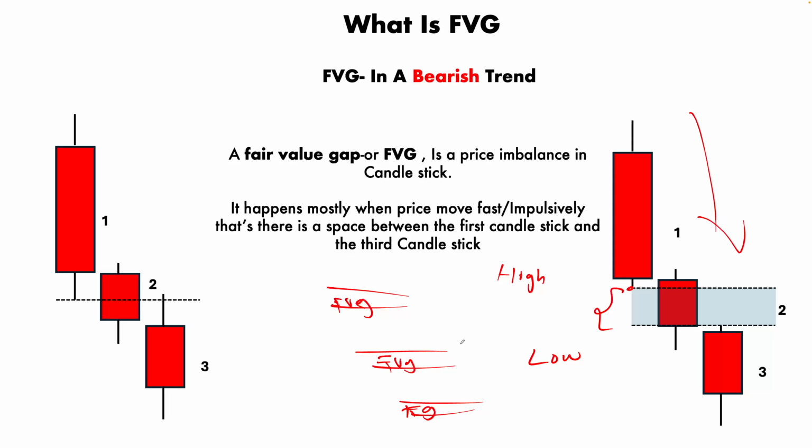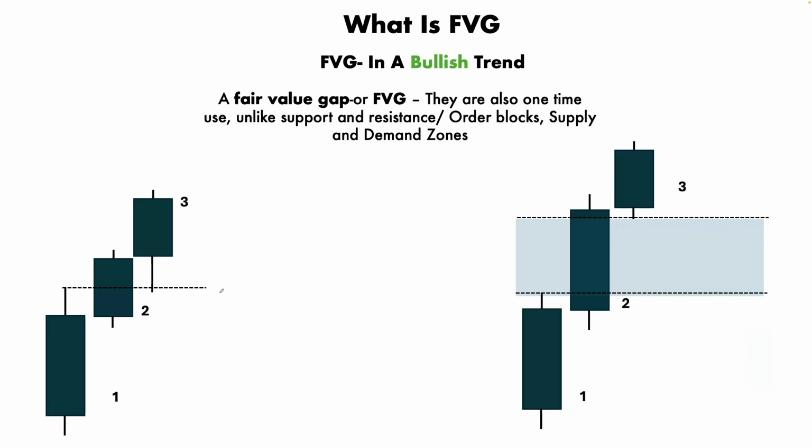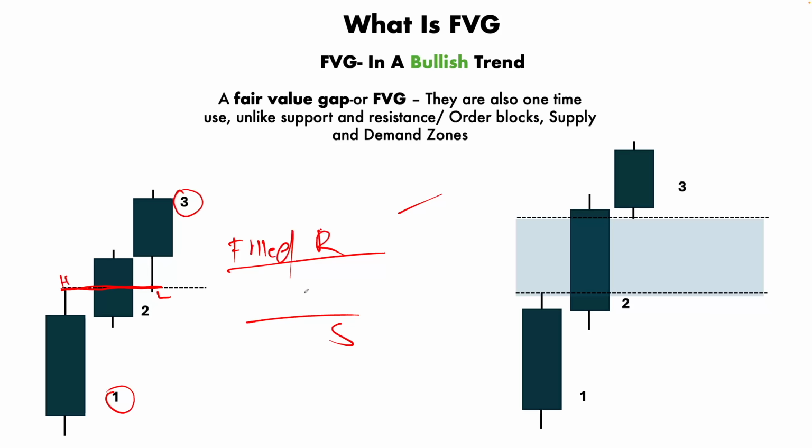a fair value gap in a bullish trend. Here in a bullish trend, you will see that the first candlestick and the third candlestick touch each other here. That means the fair value gap has been filled. And unlike support and resistance, a fair value gap is one-time use.